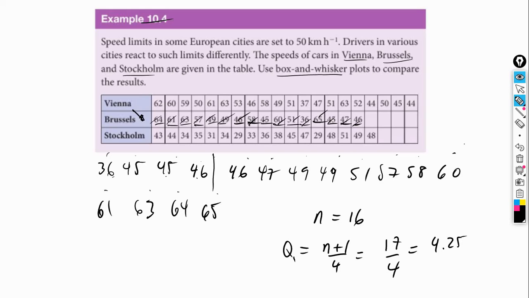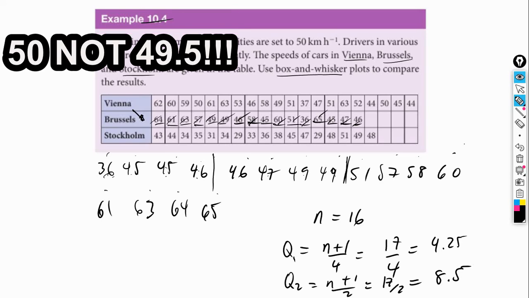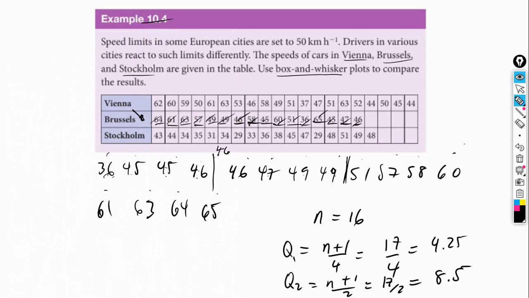Okay, then the median would be the second quartile. And the median is simply going to be n plus 1 divided by 2. So in this case, 17 divided by 2, which is equal to 8.5. So we would have to count again: 1, 2, 3, 4, 5, 6, 7, 8. And 8.5 is somewhere here, so 49.5. So for the first quartile, we would have 46. For the second quartile or median, we would have 49.5.